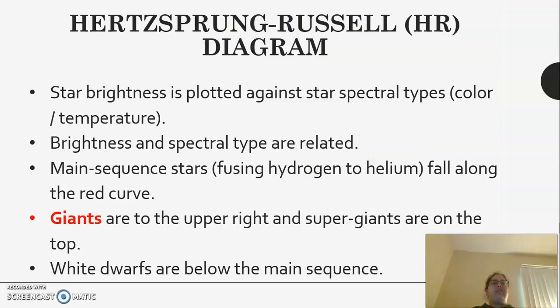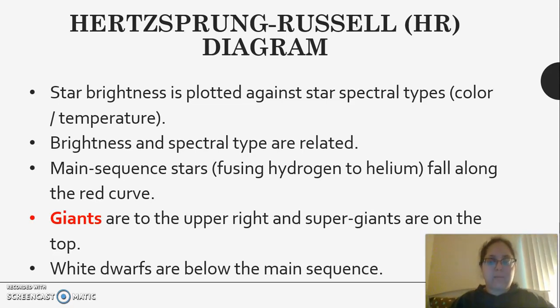So the HR diagram shows the star brightness plotted against star spectral types, which are the color and the temperature. The brightness and the spectral type are related. Main sequence stars, which fuse hydrogen to helium, fall along our red curve there. And giants are to the upper right, and supergiants are on the top. White dwarfs are below the main sequence.